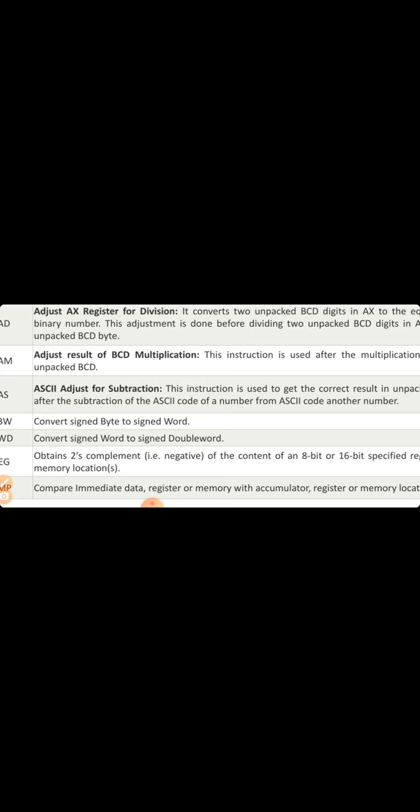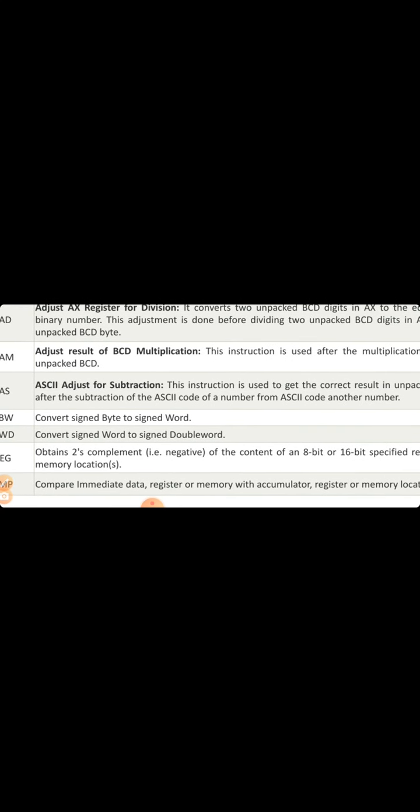That is the working of the AAS instruction. AAS stands for ASCII adjust for subtraction. This instruction is used to get the correct result in an unpacked BCD after the subtraction of the ASCII code of a number from the ASCII code of another number.